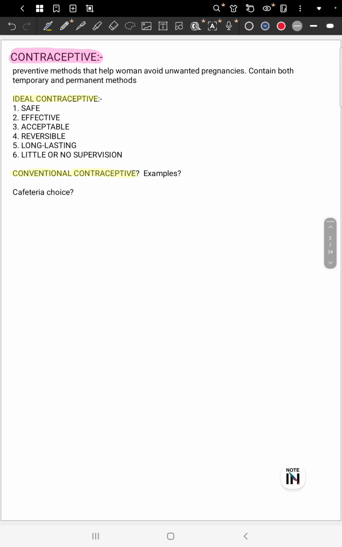What are the characteristics of an ideal contraceptive? The ideal contraceptive should be safe, effective, acceptable, reversible, long lasting, and no supervision should be required at the time of intercourse.